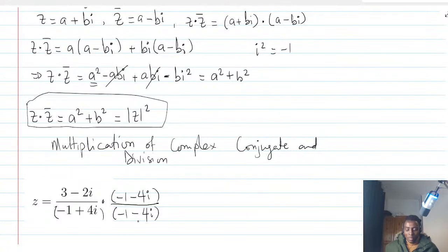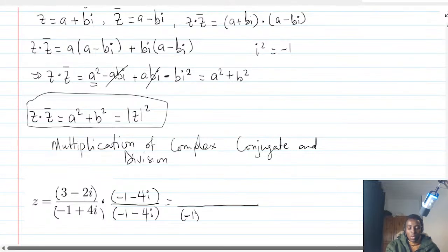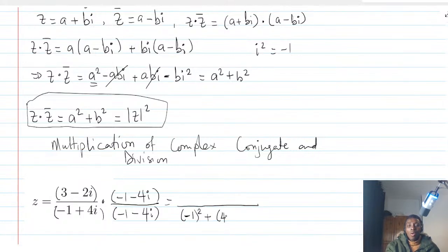So this is more or less like multiplying. Yeah. So multiply the numerators, sorry. And then don't forget that we just said that whenever you have a complex number multiplying its conjugate, then it is the same as what? The square of this plus the square of this. So even if we don't do the multiplication for the denominator, we know it's going to be -1 squared plus what? 4 squared.